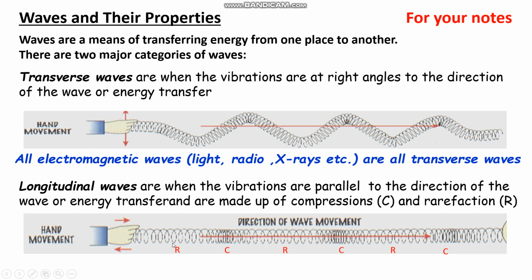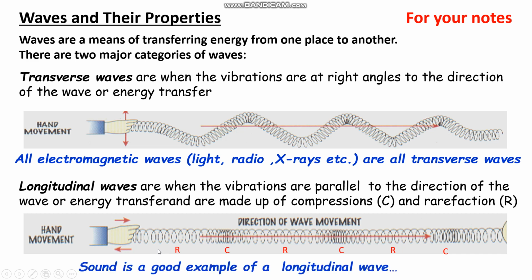Fortunately for you guys, there's only one type of longitudinal wave that you have to be aware of, and that is sound. So most waves are going to be transverse. Sound is an example of a longitudinal wave. There is another one which you might encounter in your geography, which is a primary shock wave from an earthquake, but it doesn't tend to get mentioned too much in your physics.